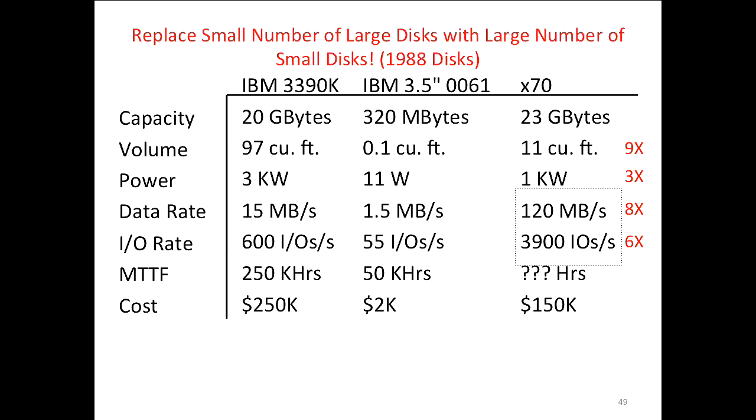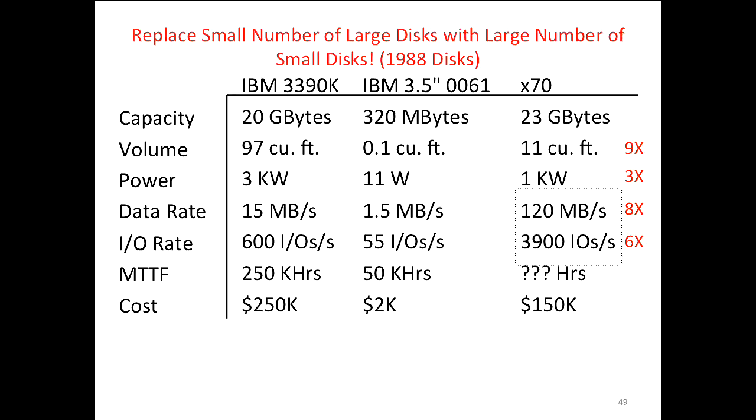And if you took these small IBM drives and said, what if I took a lot of them and ganged them together, you would see a lot of potential benefits. At the same capacity, you need 70 of these little drives to match one of these big drives, but you'd be 9 times smaller in volume, 3 times better in power, potentially 8 times faster in bandwidth, and 6 times faster in IOs, and potentially quite a bit cheaper.